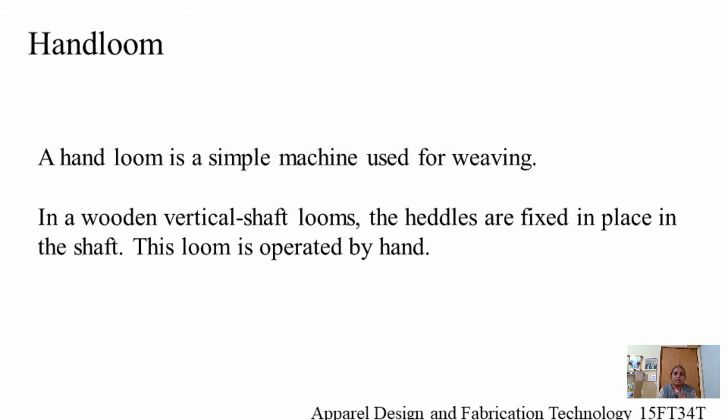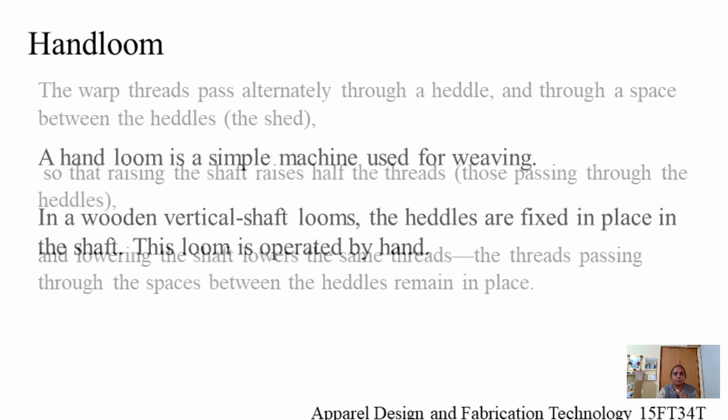Now you have to understand what is a hand loom. Hand loom is a simple machine used for weaving. That is a basic and simple machine which is used for weaving, that is, the construction of the fabric. Very ancient loom. In a wooden vertical shaft loom, the heddles are fixed in place in the shaft. This loom is operated by hand. That is, the hand loom is constructed using wood, wooden vertical shafts, and the heddles are fixed in place in the shaft. This loom is operated by the hand, so it is known as the hand loom.